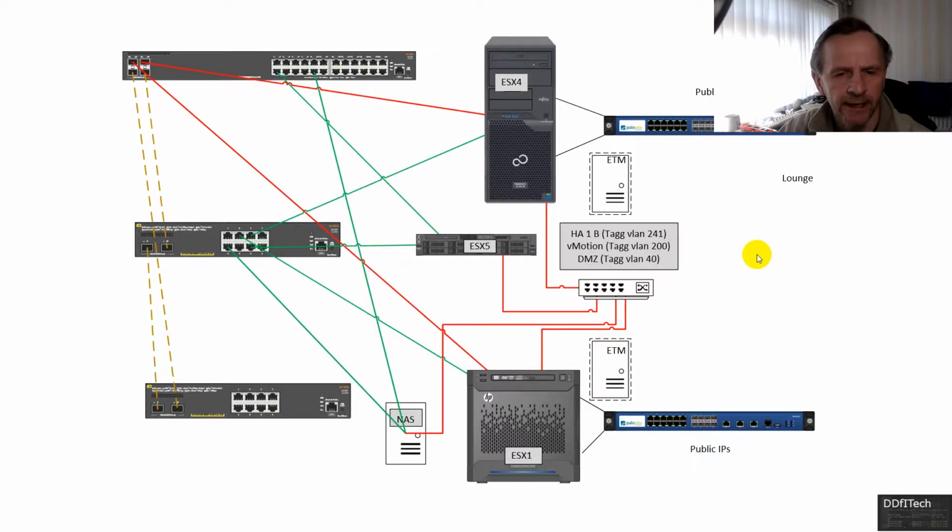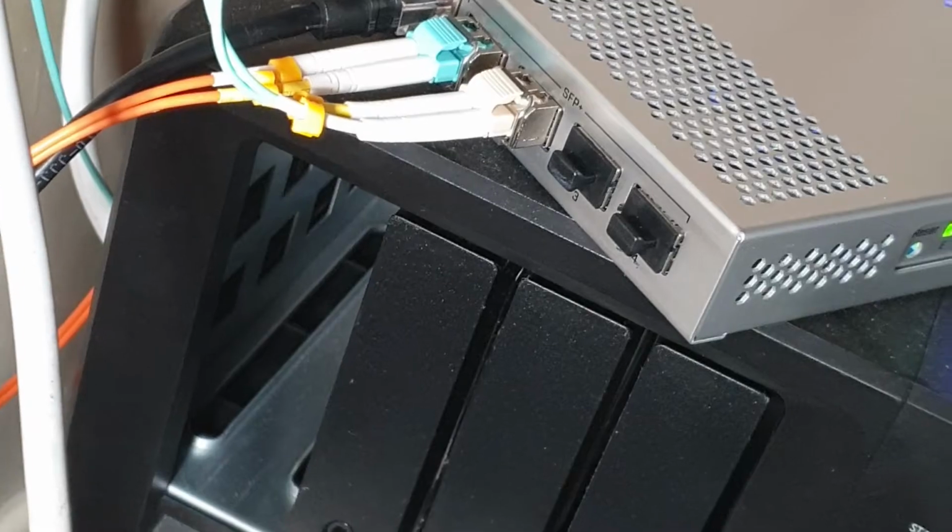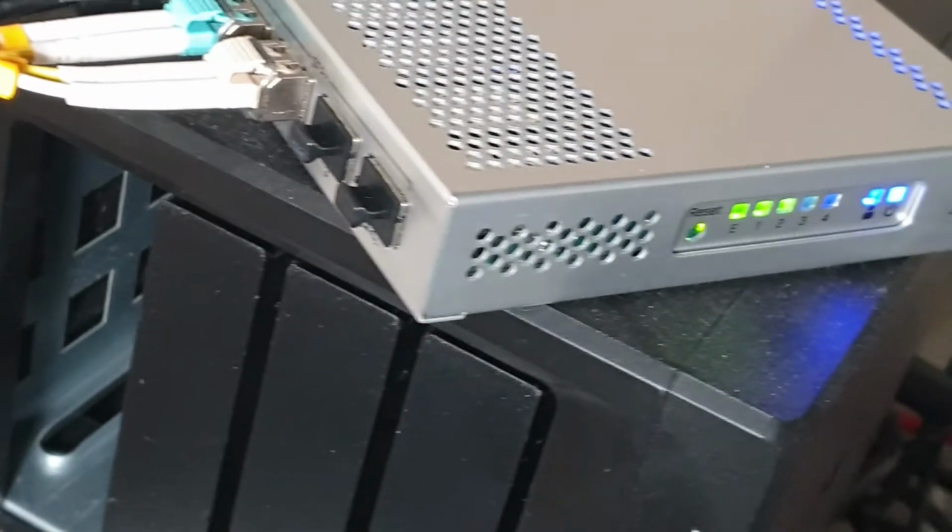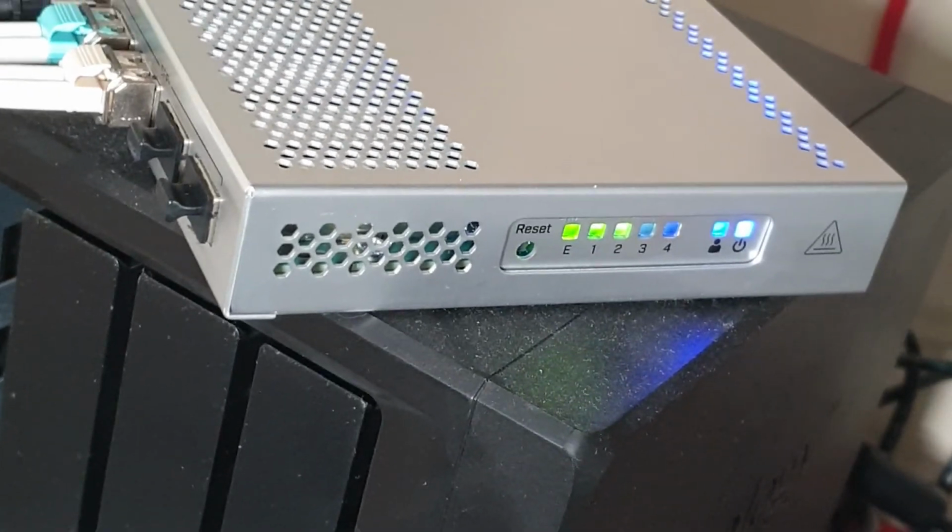So you can see the actual setup at the moment. I did have a coupler in between the two ESX4 and the ESX1 servers. So I've replaced the coupler with the MikroTik. So we're going to the MikroTik now and just show you the configuration. We'll just connect to it.